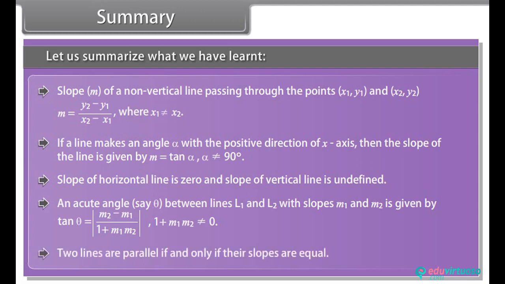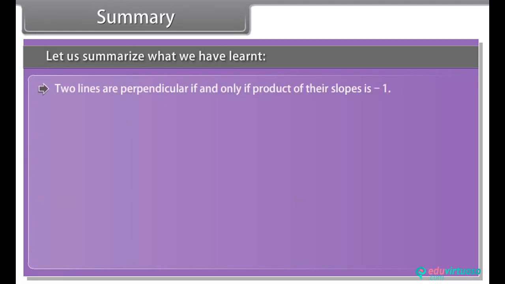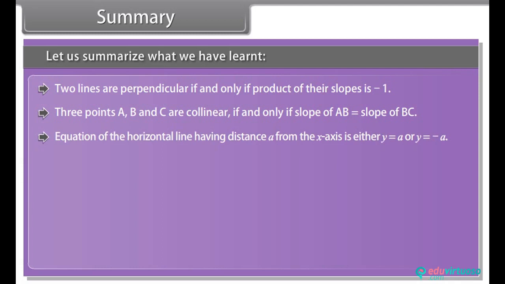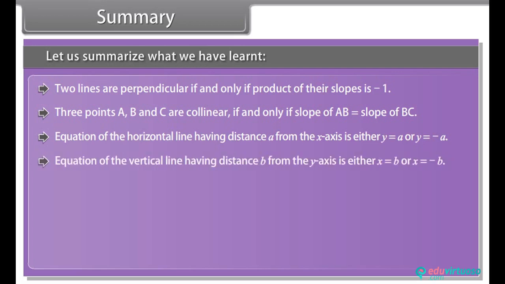Two lines are parallel if and only if their slopes are equal. Two lines are perpendicular if and only if the product of their slopes is −1. Three points A, B and C are collinear if and only if the slope of AB is equal to the slope of BC. Equation of the horizontal line having distance a from the x-axis is either y = a or y = −a. Equation of the vertical line having distance b from the y-axis is either x = b or x = −b.